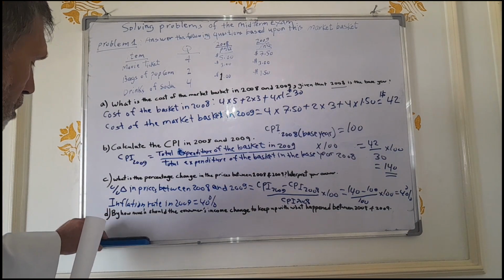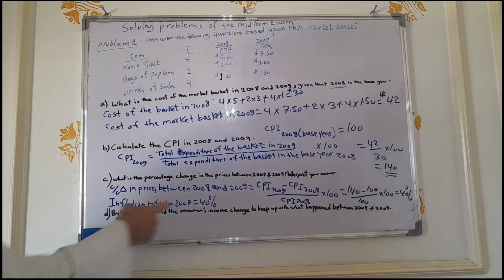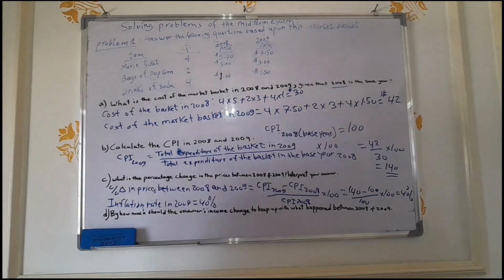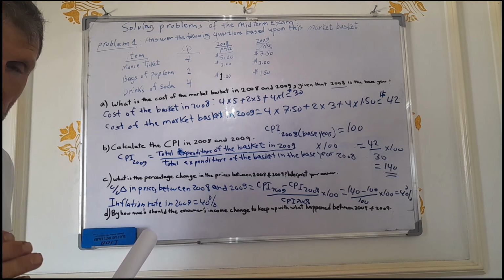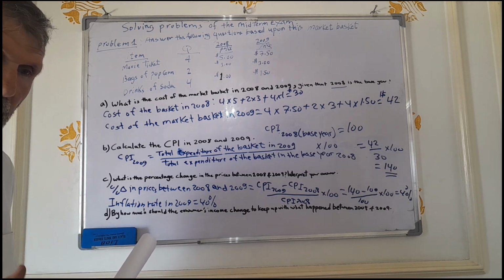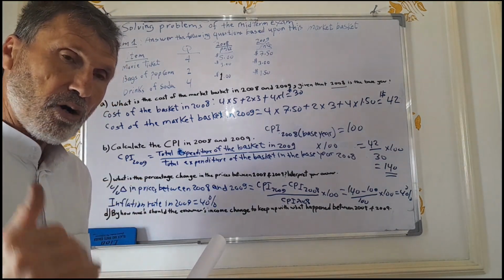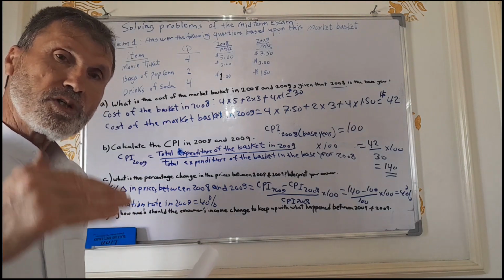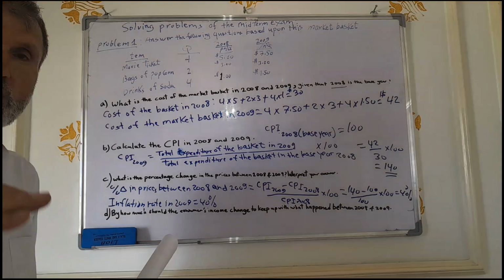Now, last problem: by how much should the consumer's income change to keep up with what happened between 2008 and 2009? Remember that what happened between 2008 and 2009 is that prices have increased by 40%. Therefore, in order for the consumer to keep up with that change in prices, to keep up with inflation, which equals 40%, his income should increase by 40%.